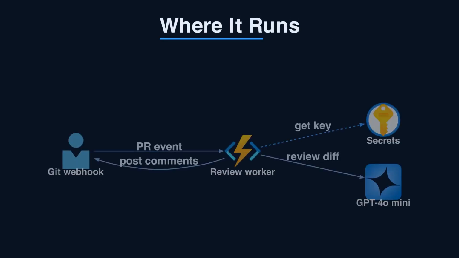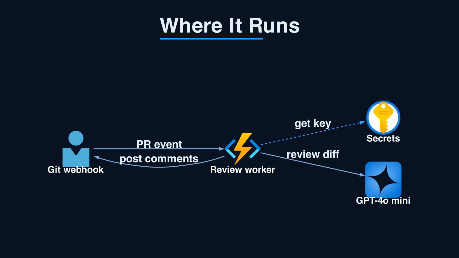Now wire it up. The cleanest pattern: a webhook from your Git provider hits an Azure Function on each pull request event. The function pulls the diff, calls your Azure OpenAI deployment, and posts findings back as review comments. Keep the API key out of code by reading it from Azure Key Vault through Managed Identity. If reviews are heavy or bursty, drop a queue between the webhook and the worker so you absorb spikes and retry failures instead of timing out the webhook. Functions keeps it serverless and cheap at low volume.